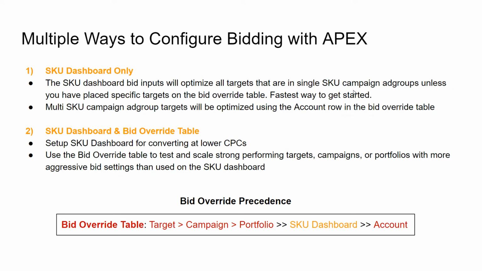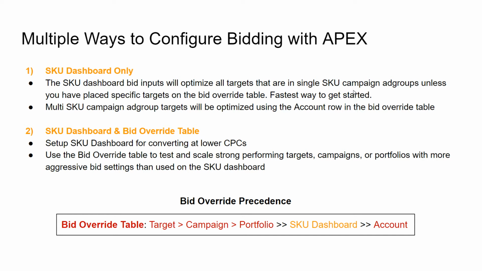All right, so getting into the multiple ways to configure the bidding with Apex. I've talked about this a little bit in the past, but there's the SKU dashboard, and then there's the SKU dashboard plus bid override table. So you don't have to use the bid override table. That's the key thing here. If you want to use the SKU dashboard and you've got most of your campaigns structured in single SKU campaigns, then this is a quick way to get started.